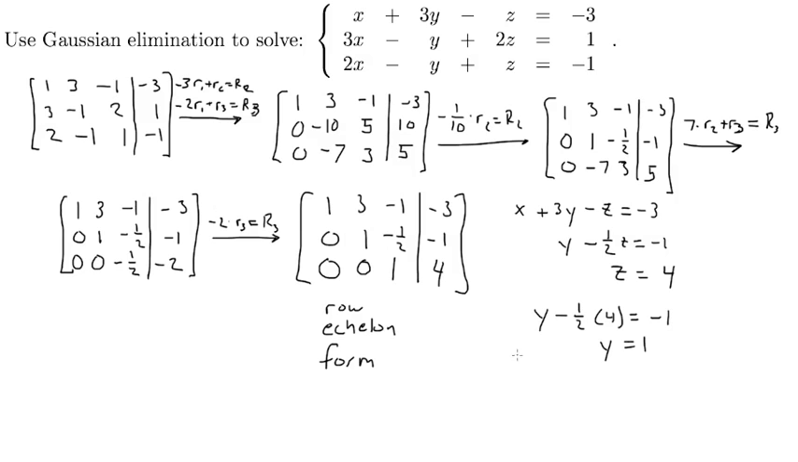All right, now to get x, I'm just going to plug in x and y into the first equation. x plus 3 times 1 minus z, I know is 4, equals negative 3. So let's see here. 3 minus 4, that's going to be negative 1. So if I add 1 to both sides, I get x equals negative 2. So my final answer then is negative 2, comma 1, comma 4.